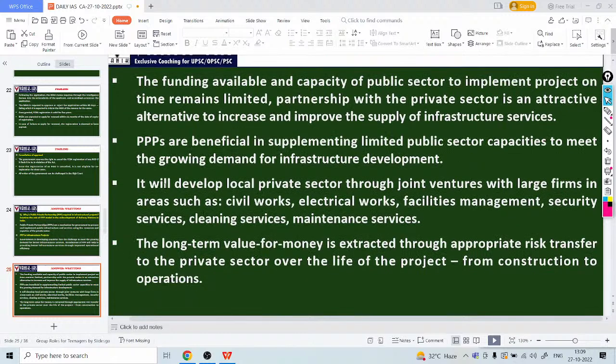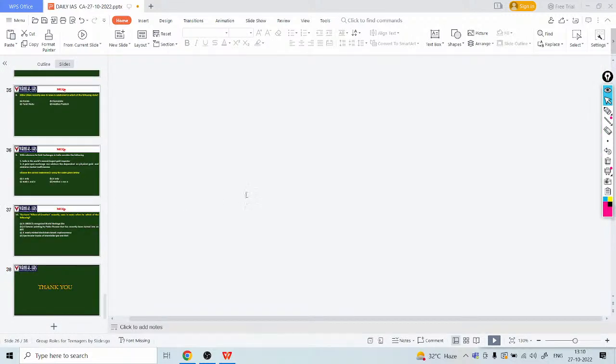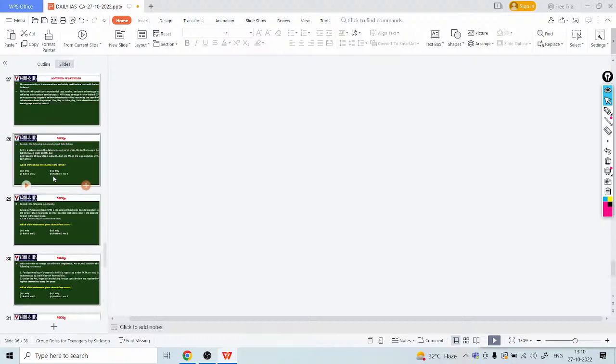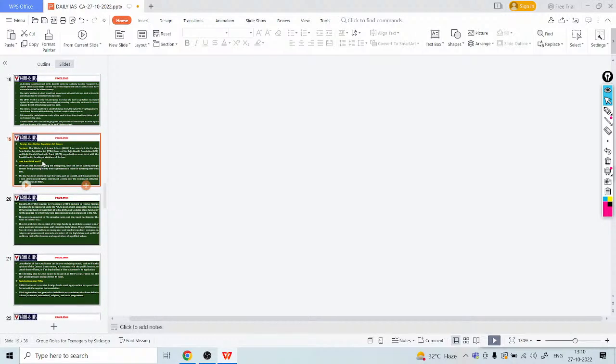It will develop the local private sector through joint ventures with large firms in areas such as civil works, electrical works, facilities management, security services, cleaning services, maintenance services, etc. The long-term value for money is extracted through appropriate risk transfer to the private sector over the life of the project from construction to operations. Fine. And this is why the government is involving the private sector in these new projects.